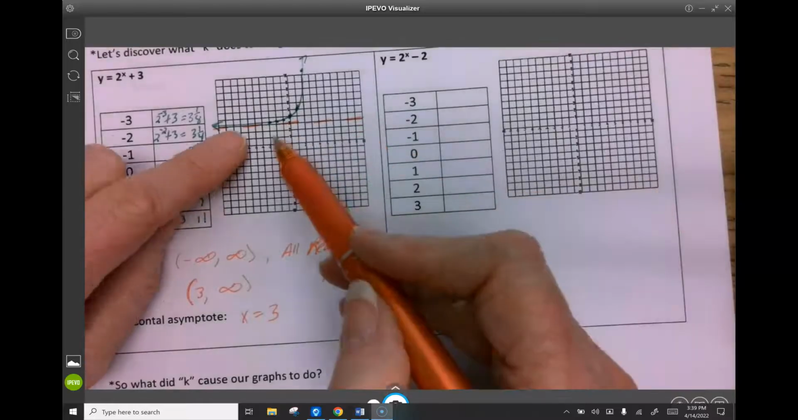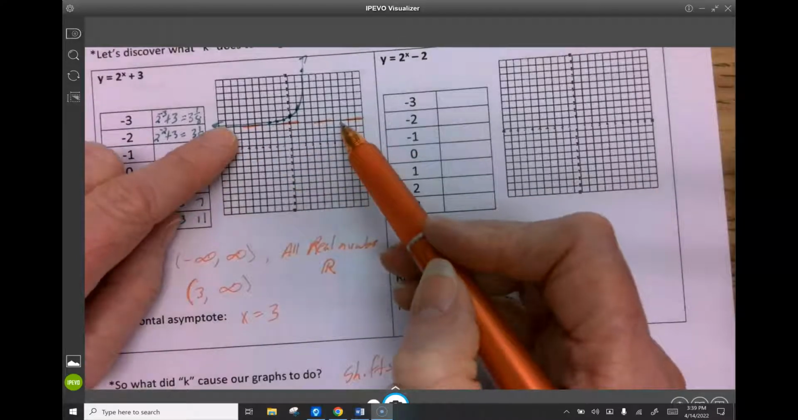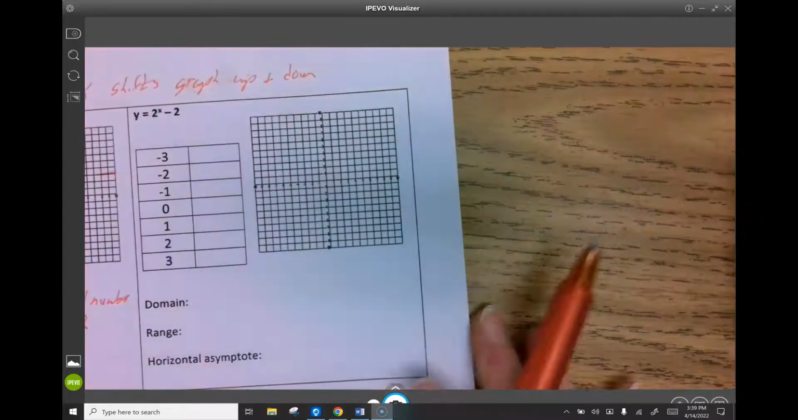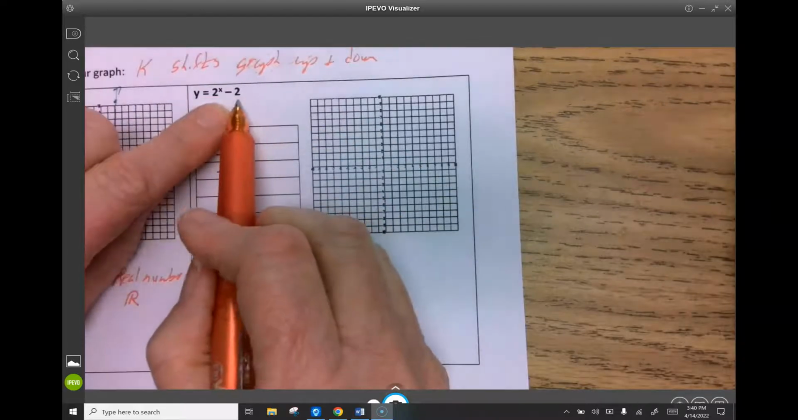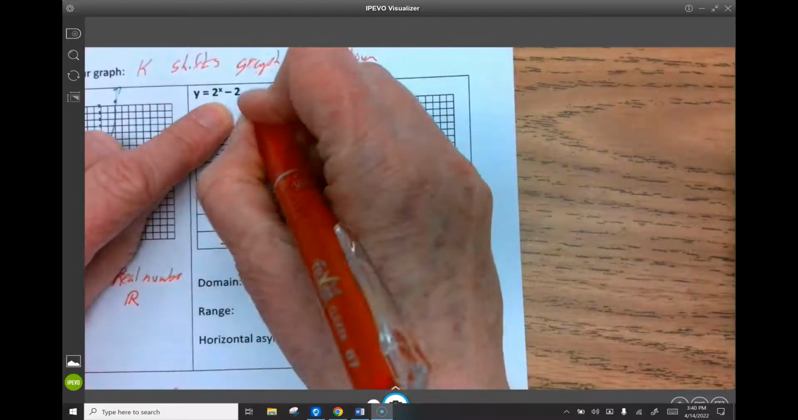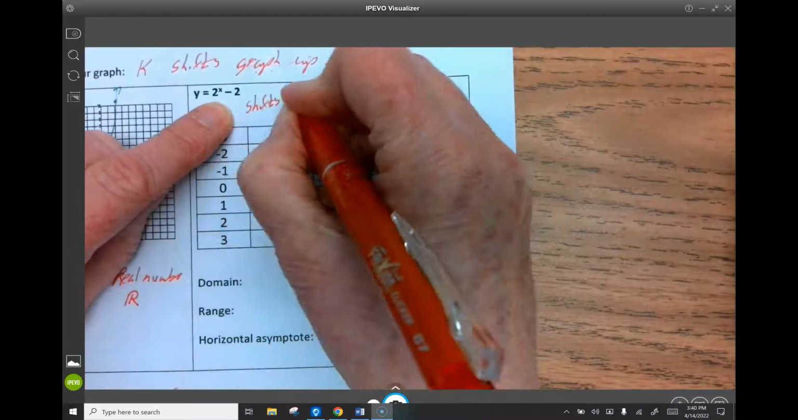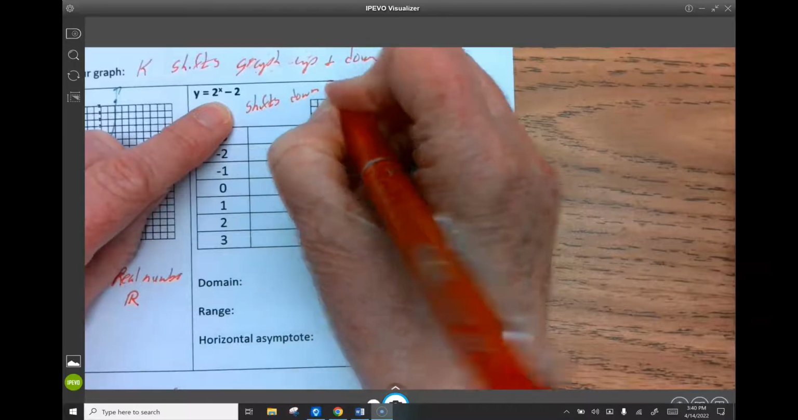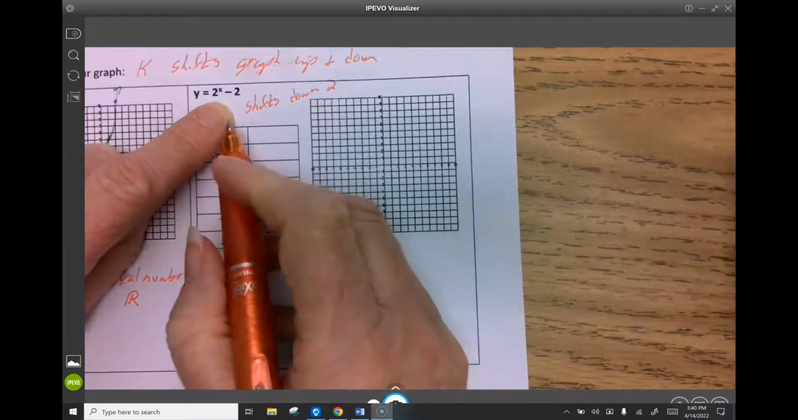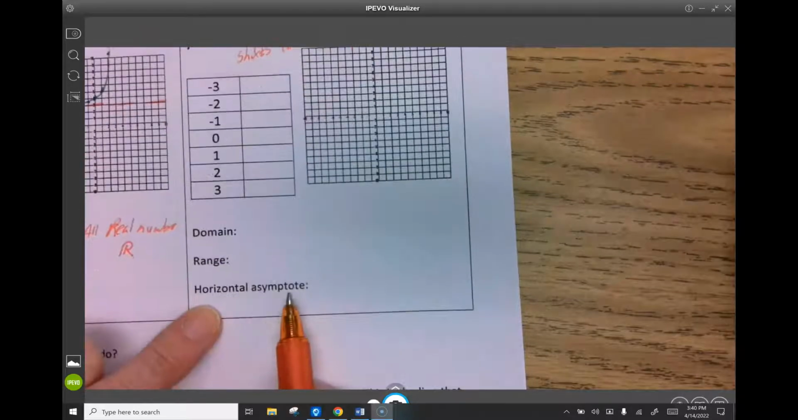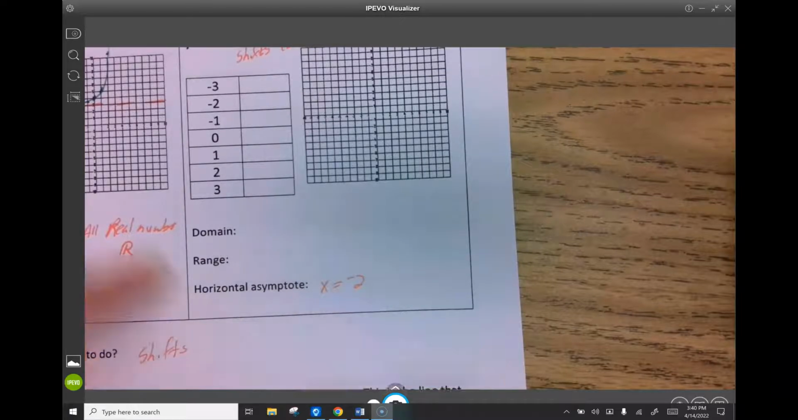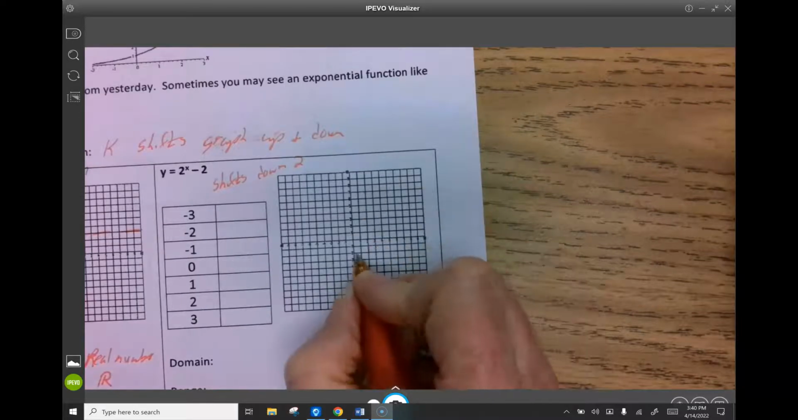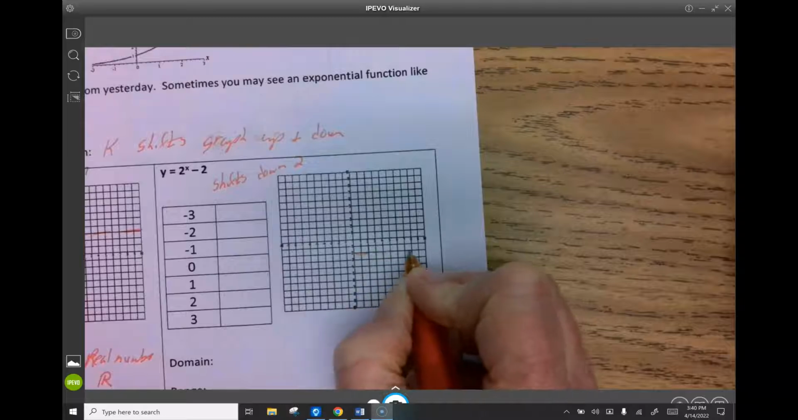So notice all we did was shift our whole graph up 3. So we could actually do that. If you don't mind, we're going to try it on this one. So instead of making up a table, we're going to look at this. This is K. So that means that it shifts down 2, right? So that means my horizontal asymptote goes down 2. So x is equal to negative 2. That's my horizontal asymptote. And if I draw that in, that's right here.